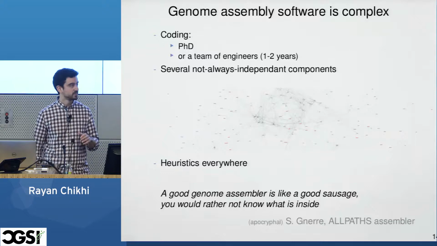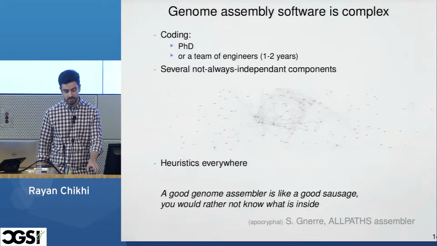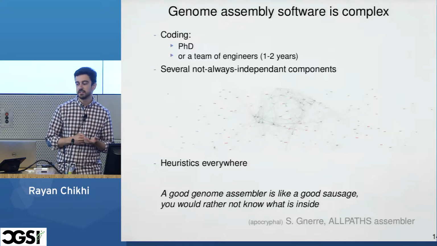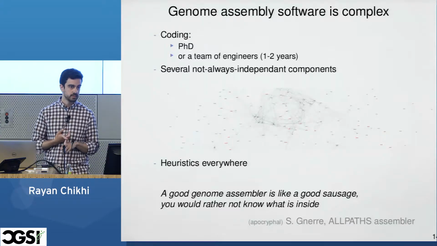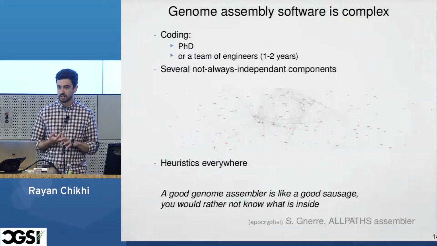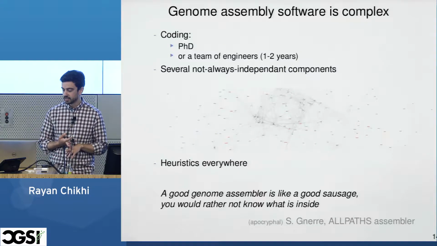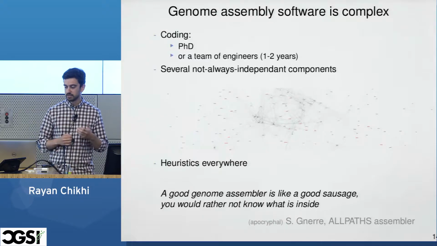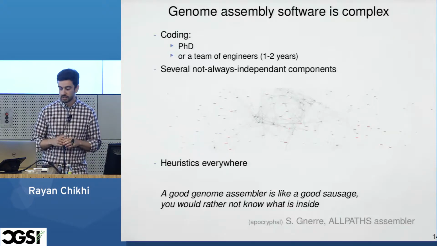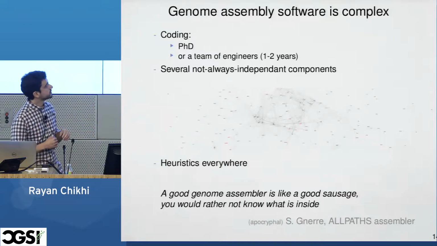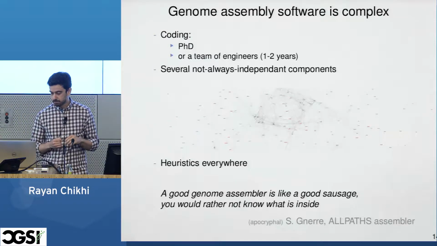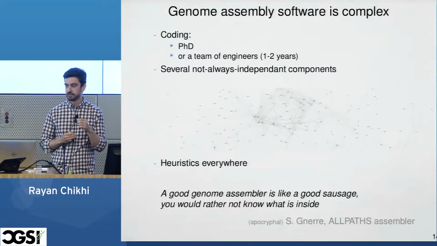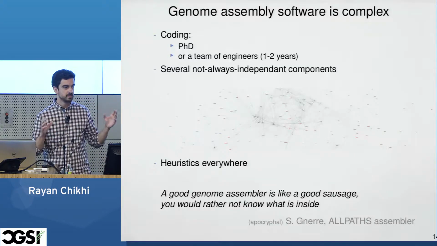Before I answer this question, let me just mention that genome assembly is actually a complex operation. Making a genome assembler is generally the task of a PhD student for a whole PhD, or of an engineer or team for a few years. An assembler generally consists of a lot of code containing not always independent components. What you're looking at here is the dependency graph of source code files of a single assembler. That's just a part of it.